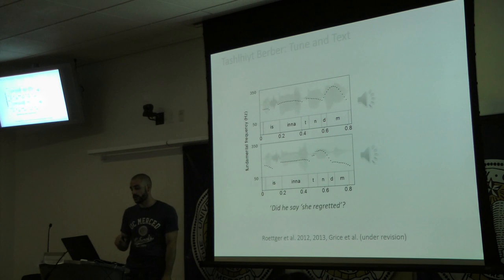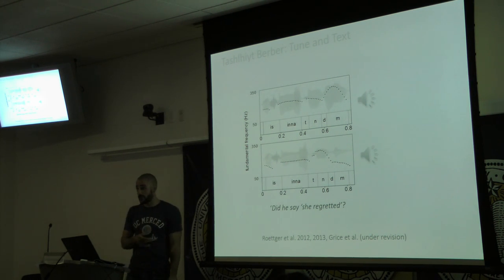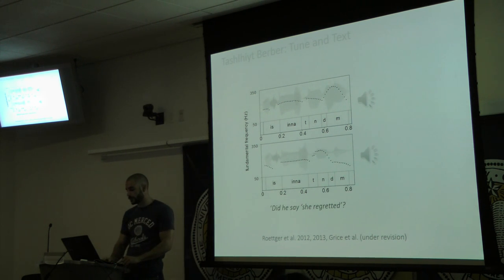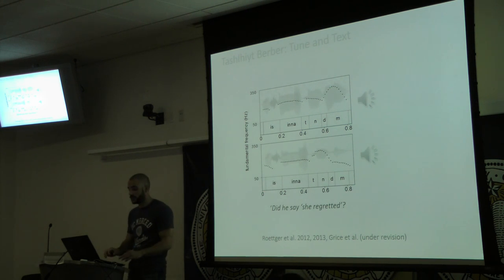So here's an example of one speaker producing one and the same sentence within the same reading task, just at different time points within the task. And he produces this question, which is characterized by a rise and a fall in fundamental frequency. We've seen that a couple of times now. He produces it with different contours.